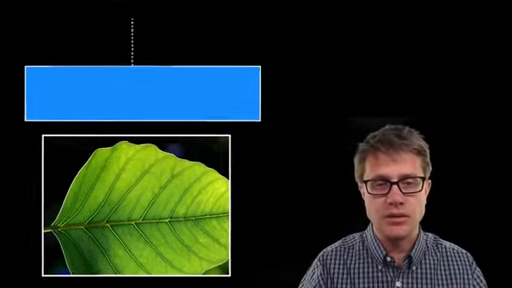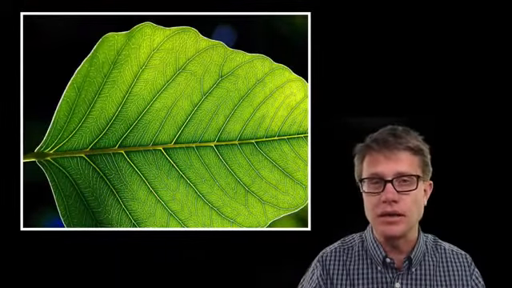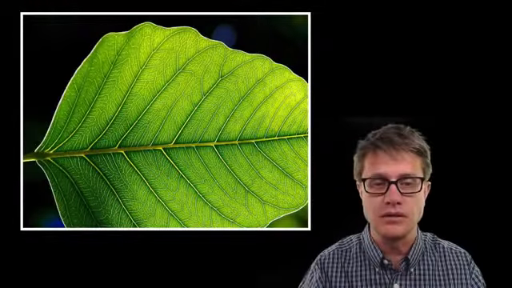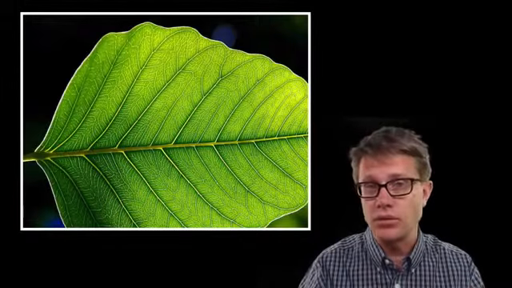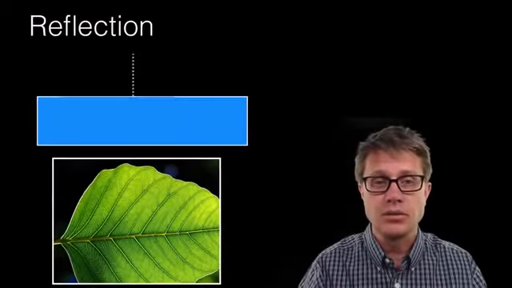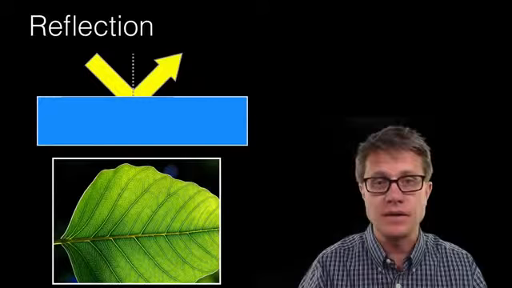Now we move on to reflection. If we were to look at this leaf, what color of light is being reflected from the surface of the leaf? Well, it's green. Since it appears as green, we're getting a reflection of that green light. So reflection, remember, is a bounce off of the surface.